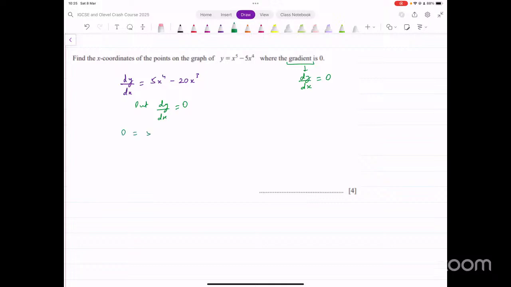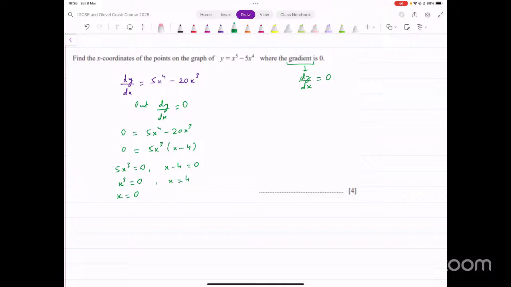0 equals 5x raised to power 4 minus 20x cube. How do we solve this equation now? We can take 5x cube common from the right side. That leaves us with x minus 4 inside. So either 5x cube equals 0 or x minus 4 equals 0. The first equation gives you x cube equal to 0. 5 goes to the other side, gets divided, and then you take cube root, you get x equal to 0. From the other equation, you get x equal to 4.